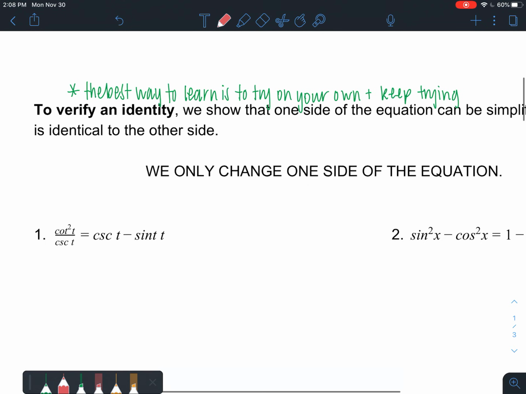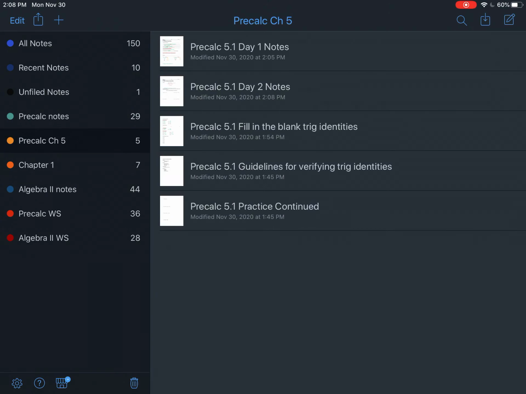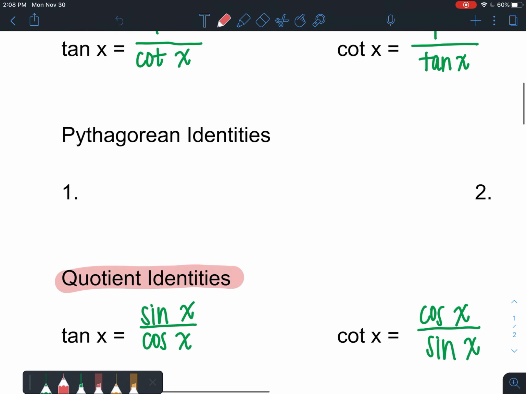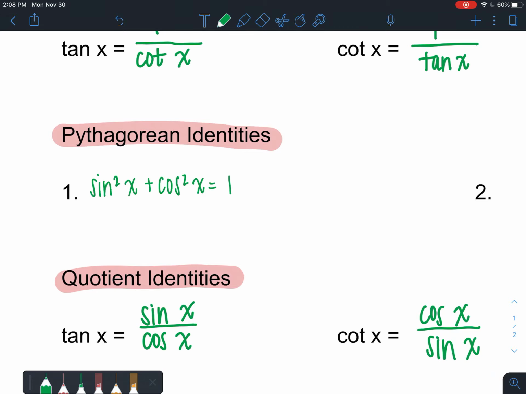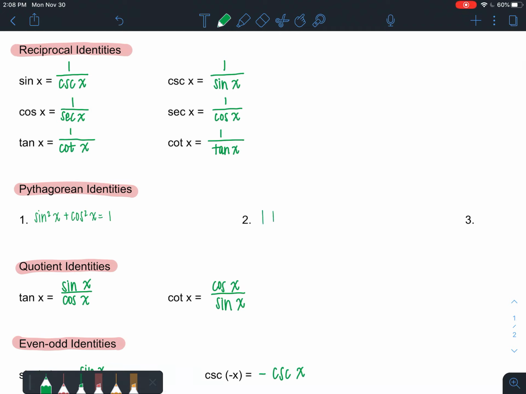Okay, so let's go to our identity sheet and add in the Pythagorean identities. You're also familiar with these. So we have Pythagorean identities. The most commonly used is sine squared x plus cosine squared x equals 1. Our second one is 1 plus cotangent squared x equals cosecant squared x.